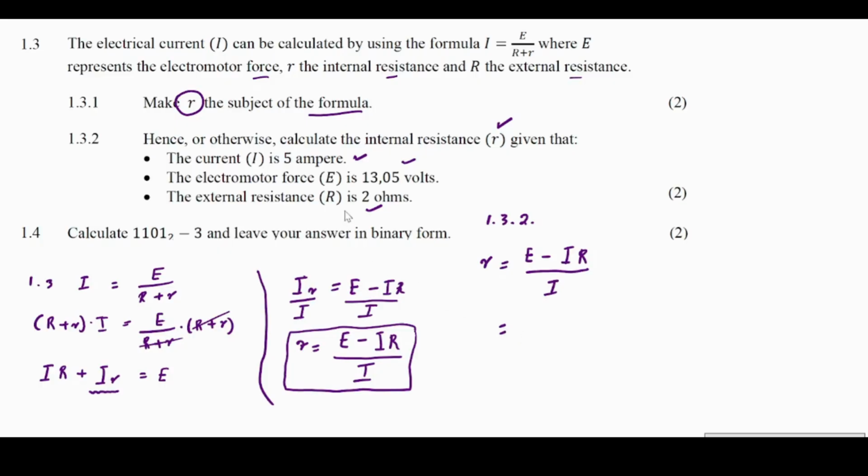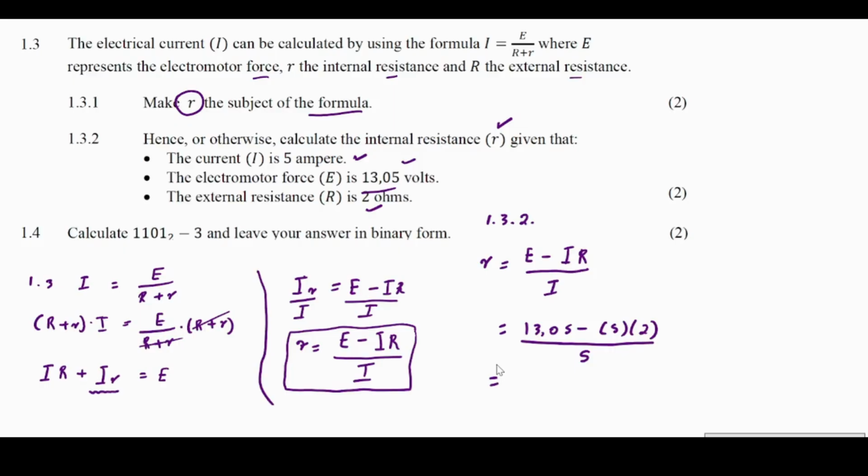Do your substitution. Where is E? E is given as 13,05. So you're going to have 13,05 minus our I, which is 5 amperes, and then our capital letter R, which is 2 ohms. All of this is divided by I. I is 5 amperes, so we're going to put 5 there. And then from here it's just the work of a calculator.